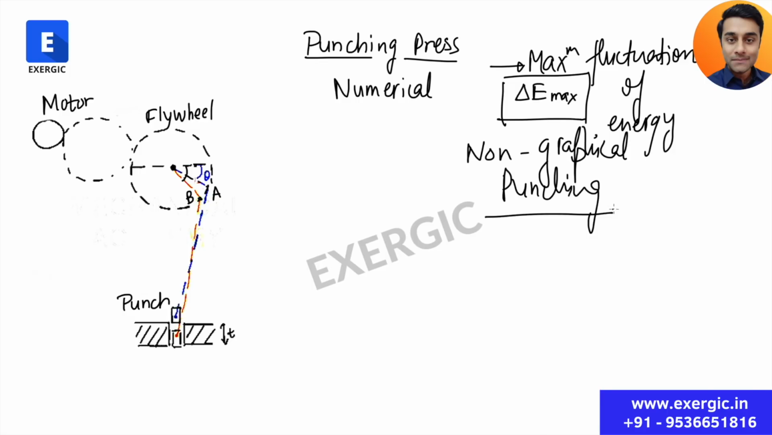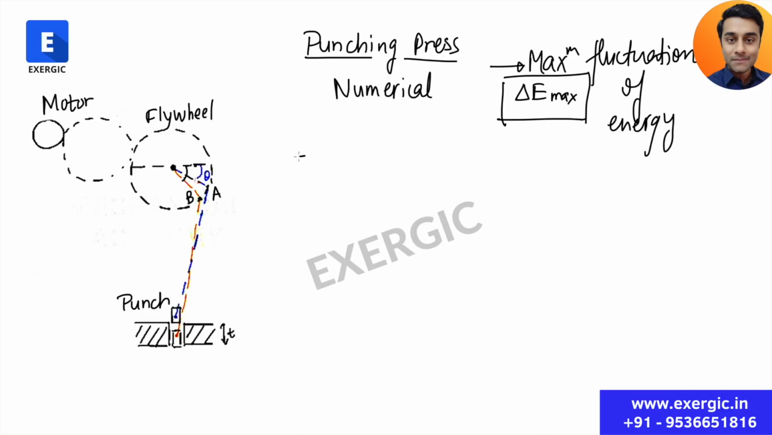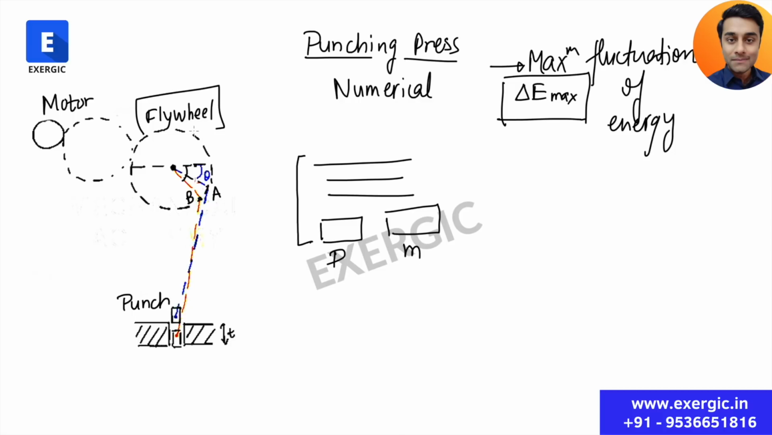So we are not going to discuss the graphical turning moment diagram in this lesson, rather the non-graphical questions where a problem from punching press will be given to you. Some of the data will be given, and a particular thing will be asked. Generally, they ask about the motor's power, how much power the motor is going to give, or they ask about the minimum mass of the flywheel, and some other parameters.